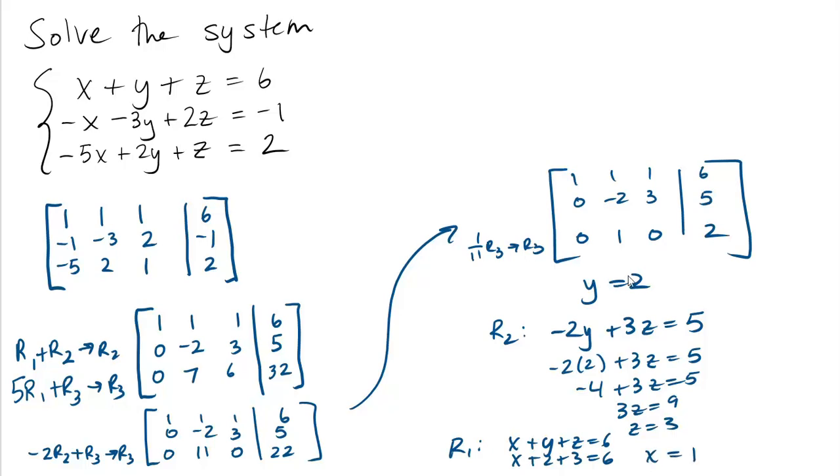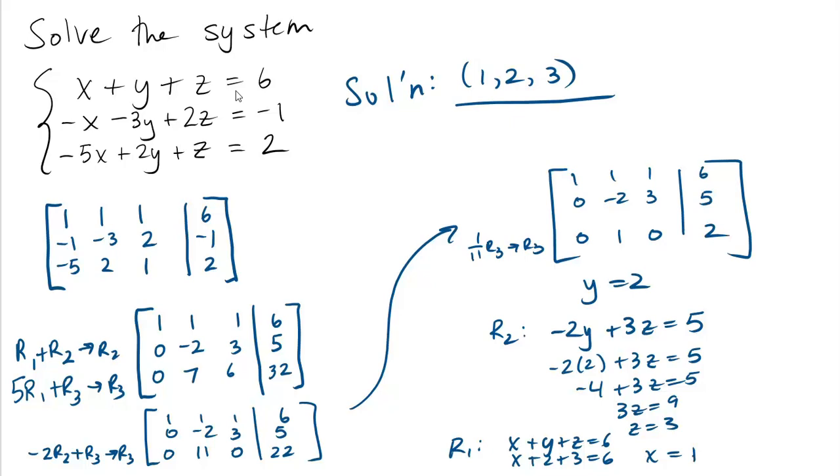So x is 1, y is 2, and z is 3. It's common to write that solution as an ordered triple. Our final answer is 1, 2, 3, with x going first, y going second, and z going last. Now that obviously works in the first equation. 1 plus 2 plus 3 is 6.